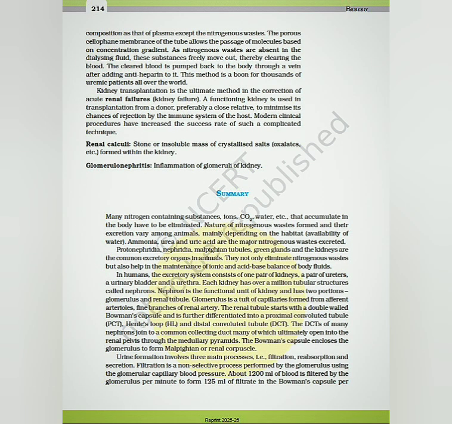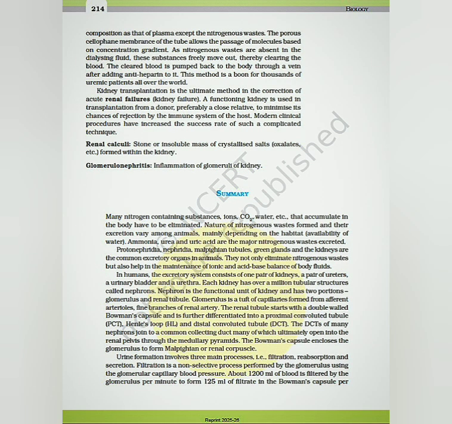Nephron is the functional unit of the kidney and has two portions, glomerulus and renal tubules. Glomerulus is a tuft of capillaries formed from efferent arterioles, fine branches of renal arteries. The renal tubules start with a double-walled Bowman's capsule and are further differentiated into proximal convoluted tubule PCT, Henle's loop HL, and distal convoluted tubule DCT.